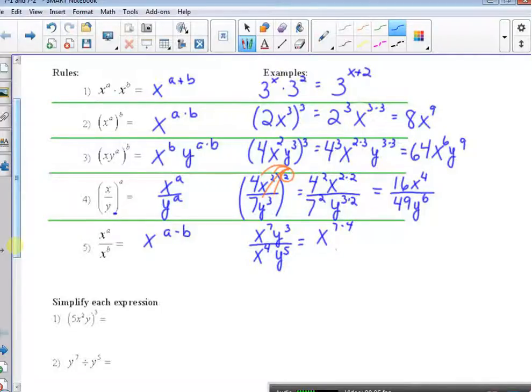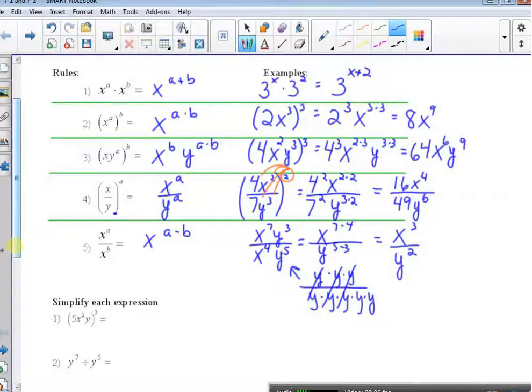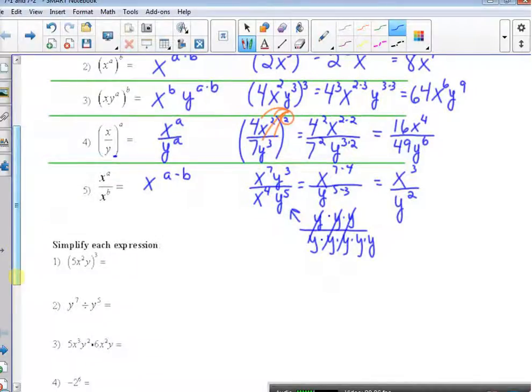So if you think about this one, it's y times y times y over y times y times y times y times y, 5 times, giving you 1 over y squared. So you can almost say, because it's going to give you a negative, you're going to do the subtraction in the denominator. So we get x to the 3rd over y to the 2nd. And we're going to talk more about the negative exponents. That would have been y to the negative 2, which is really 1 over y squared.